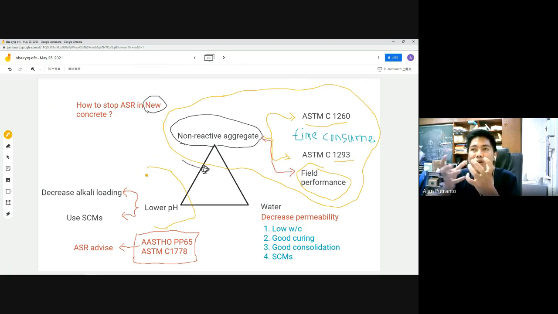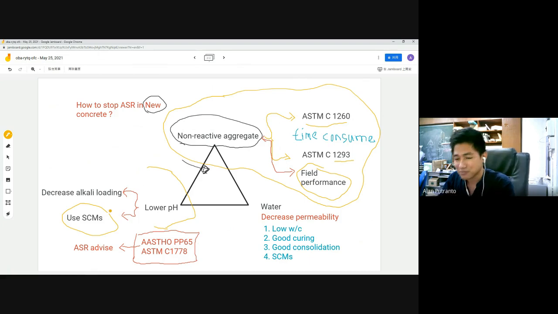Actually, we can design the proper composition before we create our concrete. So use minimal cement, or the second one, you can use SCM. What is SCM? I think SCM is a supplementary cementitious material. This is what we call furnace slag, or fly ash, something like that, which will react with the silica.